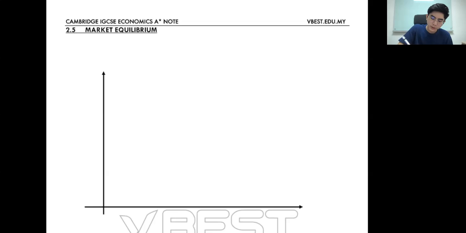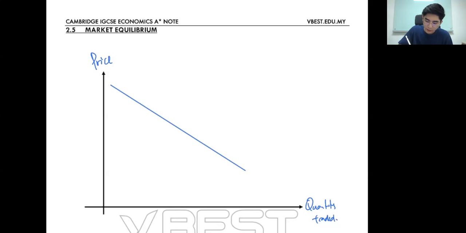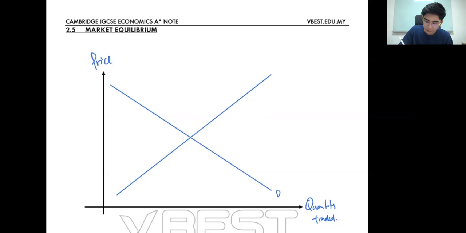So again, you have to start with your labeling. This is your price and this is your quantity traded. Okay, so then you have your demand curve, which is downward sloping, always remember and label. The next one will be a supply curve, which is upward sloping. Okay, and as you can see right now, there's an intersection point, and this is what we call the equilibrium point.